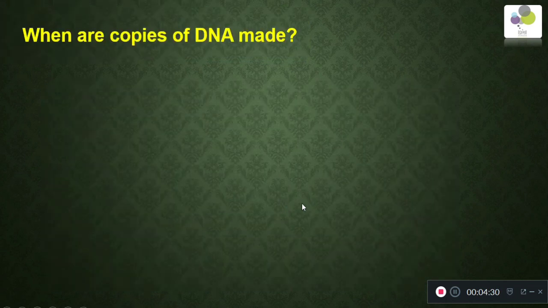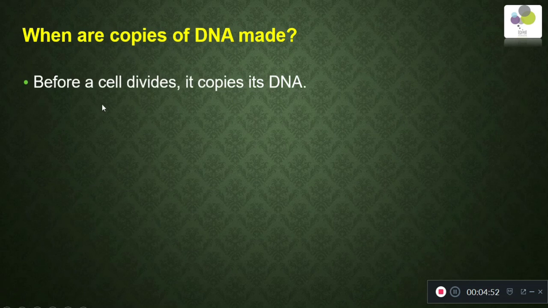So we have some questions. When is DNA duplicated, guys? We know that the stage at which the DNA is duplicated is before the cell divides, to make sure that each daughter cell has an exact copy of the genetic material. So before the cell divides, it copies its DNA.